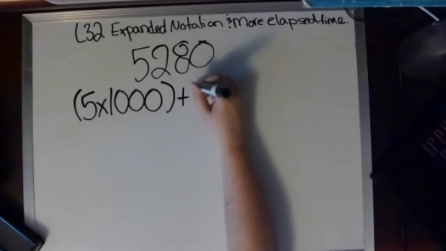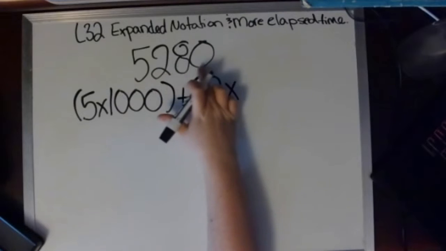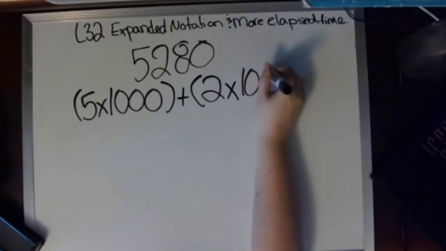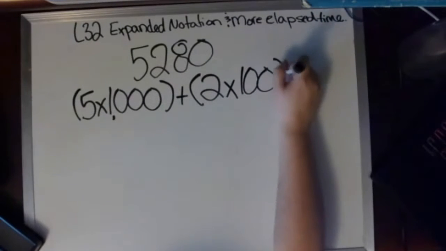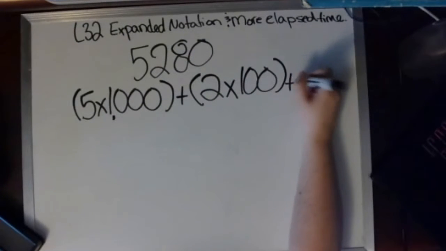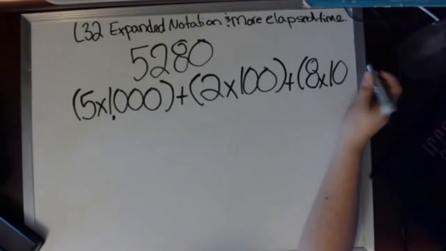$5,280. Okay, so expanded notation, we start with the biggest one, parentheses, 5, because there's a 5 in that column, times what that column is. So that is the thousands column. Add, our next number is 2. 2 times 100, because that is the column it is in, plus 8 times 10, because that is the column it is in.